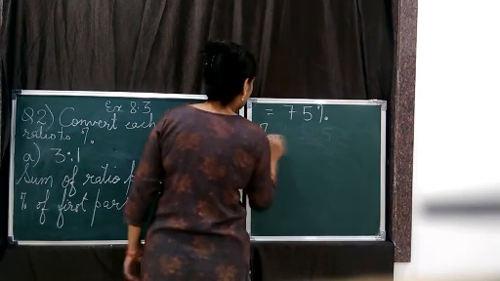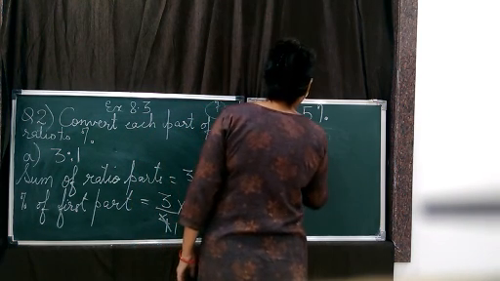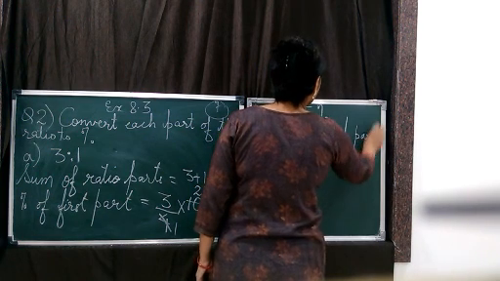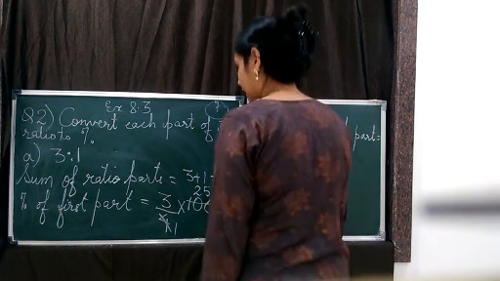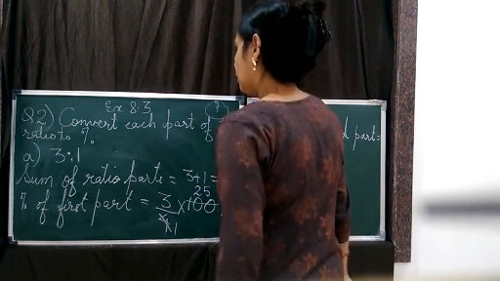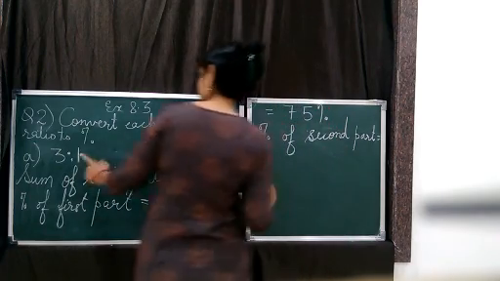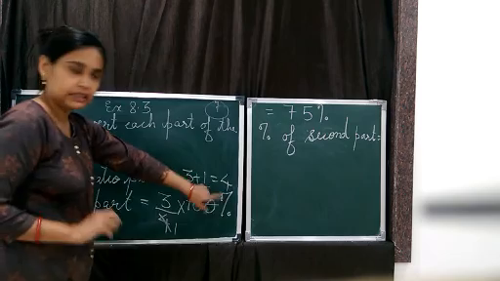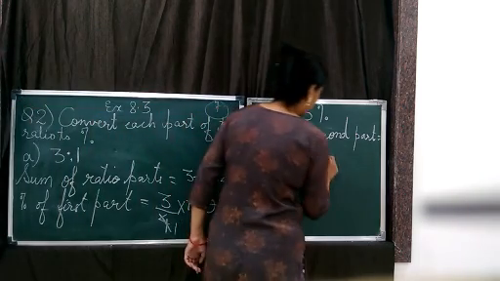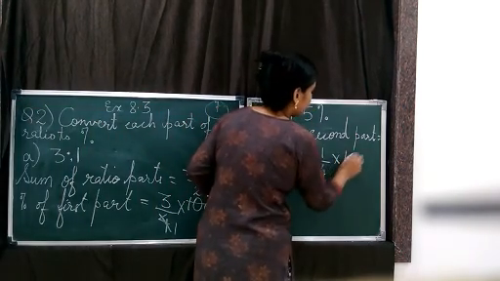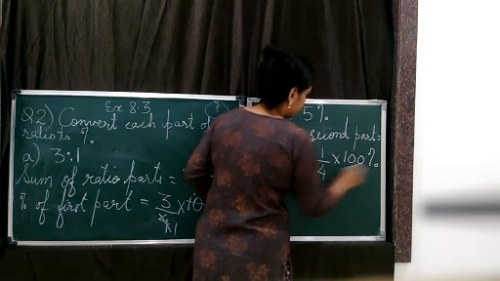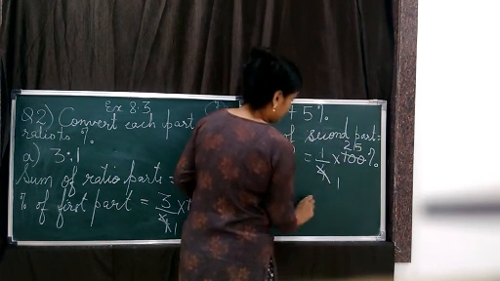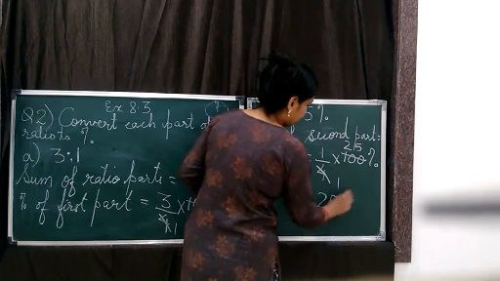So percentage of second part, or you can write second ratio. Okay, percentage of second ratio. It is what? 1 upon total into 100%. So 1 by total into 100%. 4 ones are 4, 4 25s are 100, 1 25 is 25.